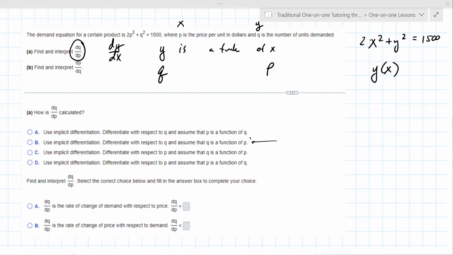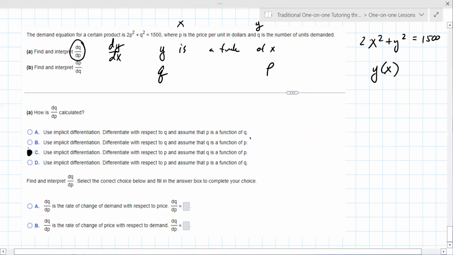Differentiate with respect to q. No, we're differentiating with respect to p. That's what it is. Okay. With respect to p, you just have to read these again, and assume that q is a function of p.